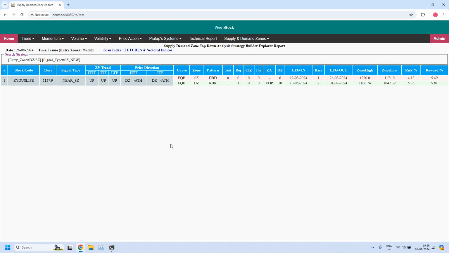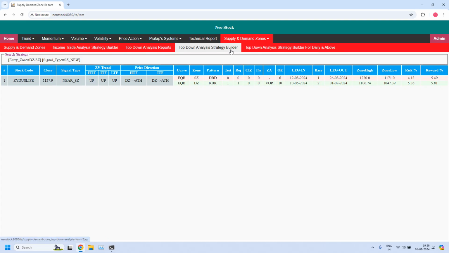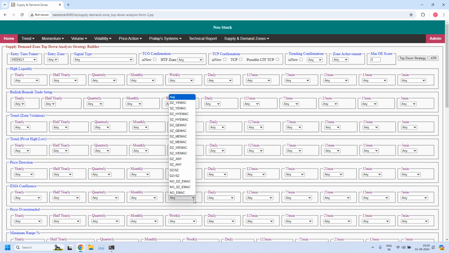Okay, next reports are about filtering the stocks based on EMA confluence and zone confluence. Let us look into different complex scenarios. So entry time frame is weekly. And let us find the stocks whose weekly demand zones are having a weekly EMA confluence. So we have EMA confluence in the weekly time frame. Let us find the weekly demand zone having weekly EMA confluence.